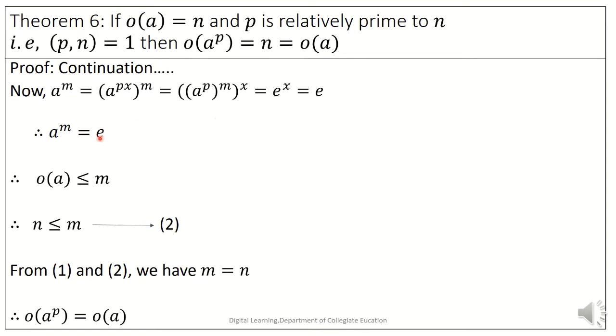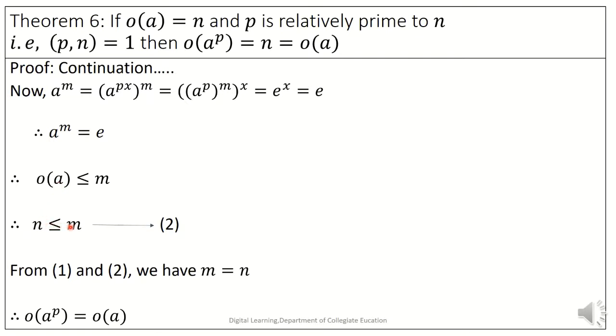Go back to the definition of the order of an element. This is very important. The order of a is less than or equal to m. I hope you are following. The order of a is less than or equal to m. But the order of a, we took in the beginning, the order of a is n. So n is less than or equal to m.